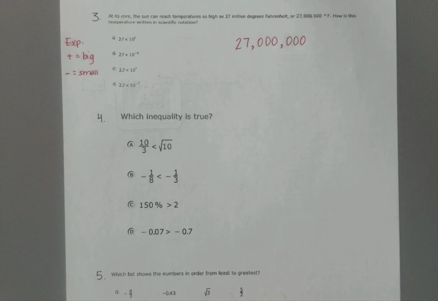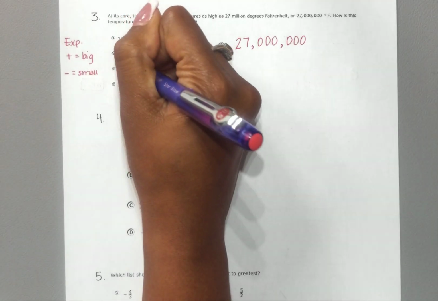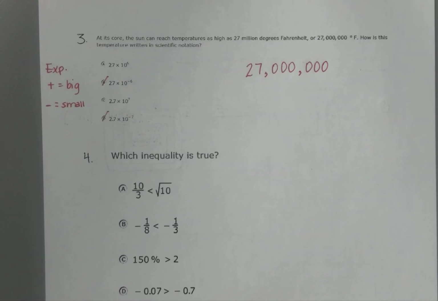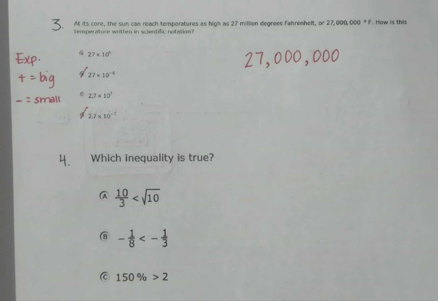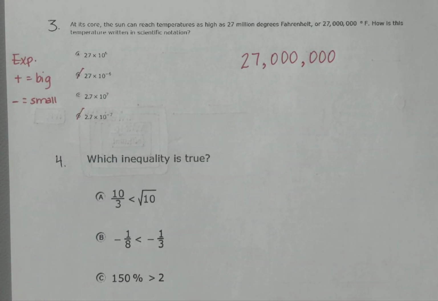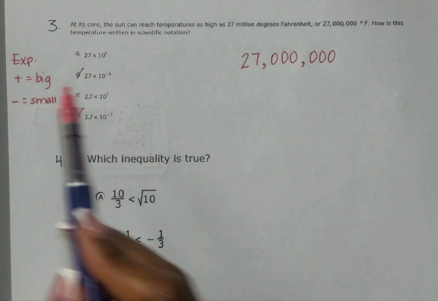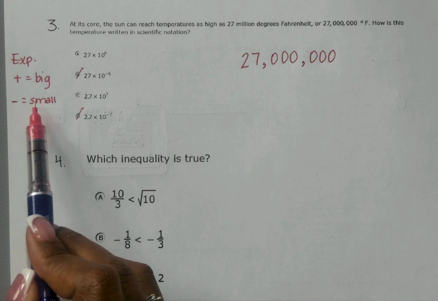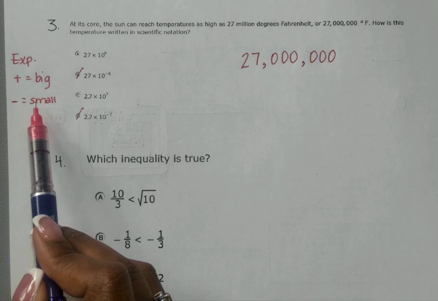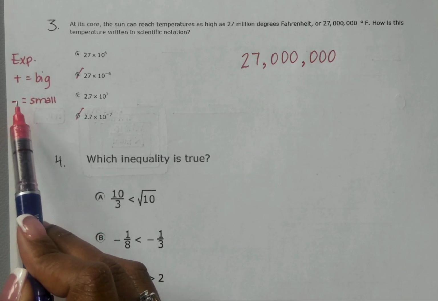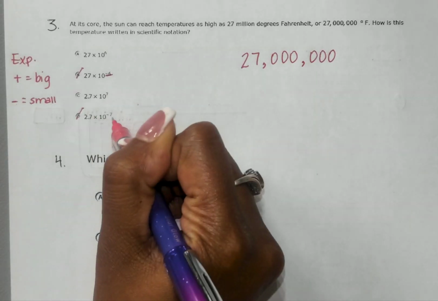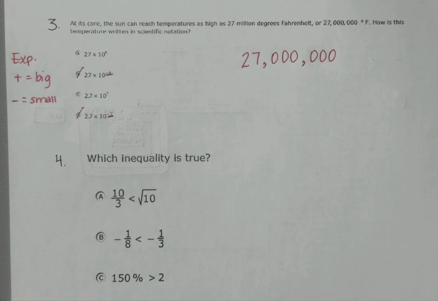Knowing that, I can already do process of elimination and get rid of B and D. Again, if your number is really big, such as 27 million, your exponent should be positive, and if it's small, meaning a decimal, then your exponent should be negative. Because we're dealing with a big number, we're going to get rid of -6 and -7.